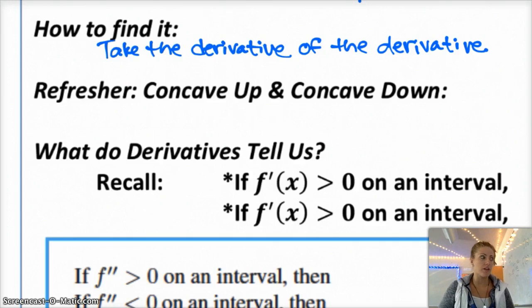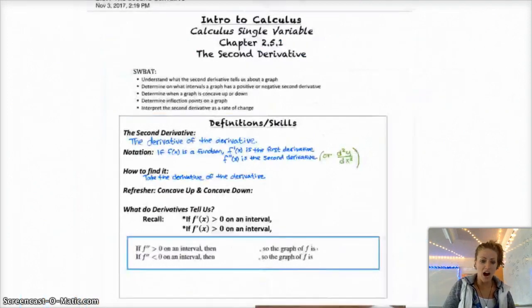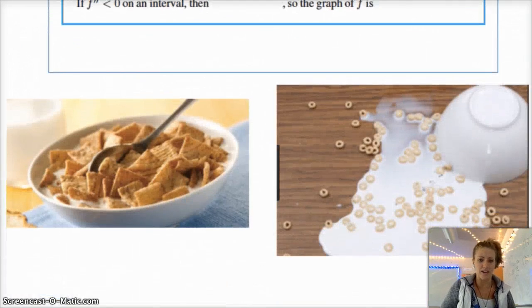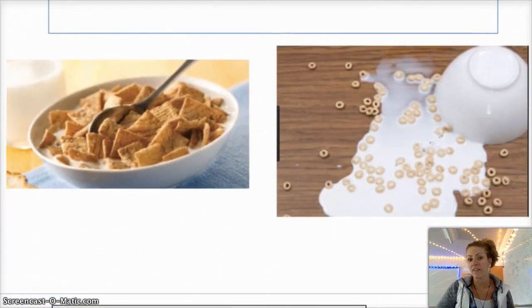Okay, so the other term that you need to know is concavity. And hopefully from other classes, this is not the first time you've heard this term, but concave up means it's shaped kind of like that, and concave down means it's shaped kind of like that. And the way I remember concave up and concave down is I think of a bowl of cereal.